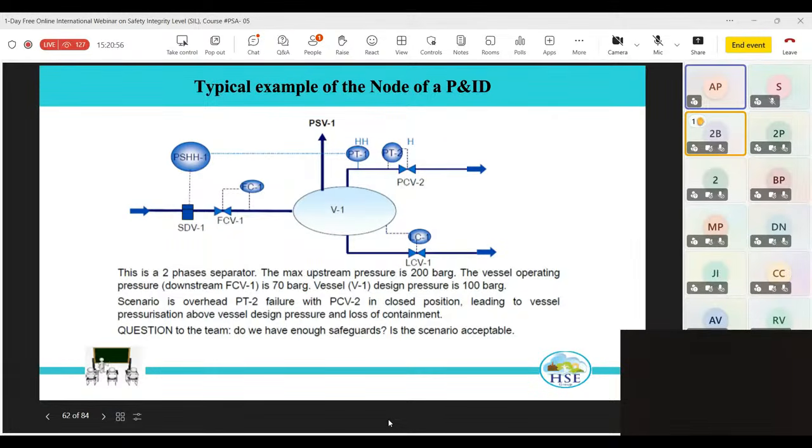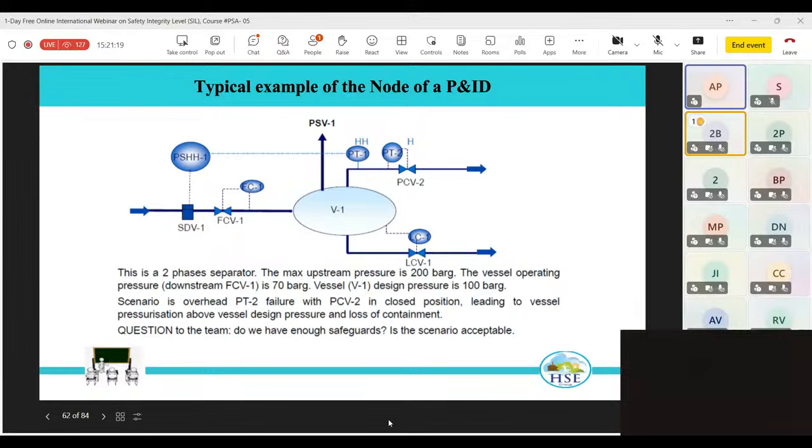A very important thing is that a HAZOP session is not a design review. Okay. The number of participants should be limited. Typically 10, 12 participants maximum should be there, not more than that. Then we talked about the scenario in this particular node.